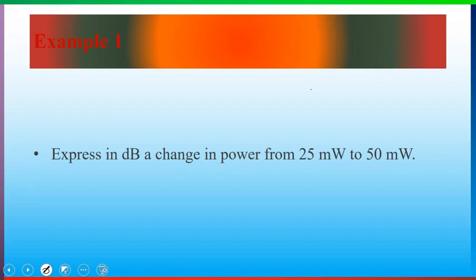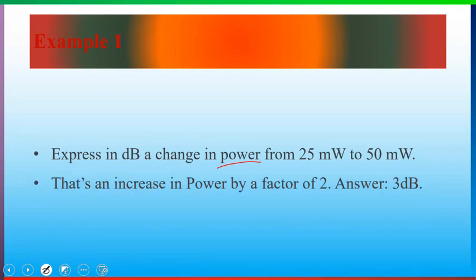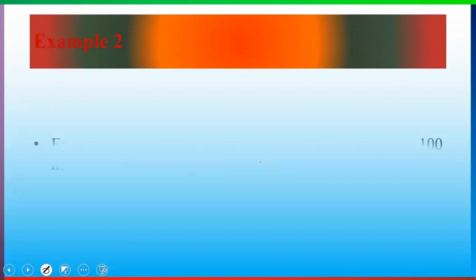So if there is any change in power from 25 milliwatt to 50 milliwatt, the final is 50 and the initial is 25. So 50 divided by 25 is equal to 2. And the change is occurring in power, so that will be equal to 3 decibel change, right? This is an increase, so it is an increase by 3 decibel.